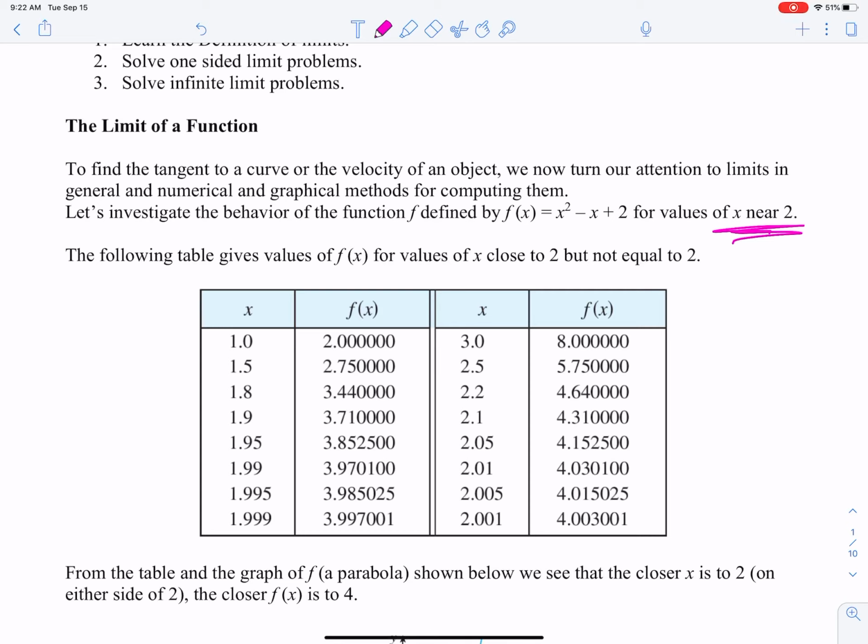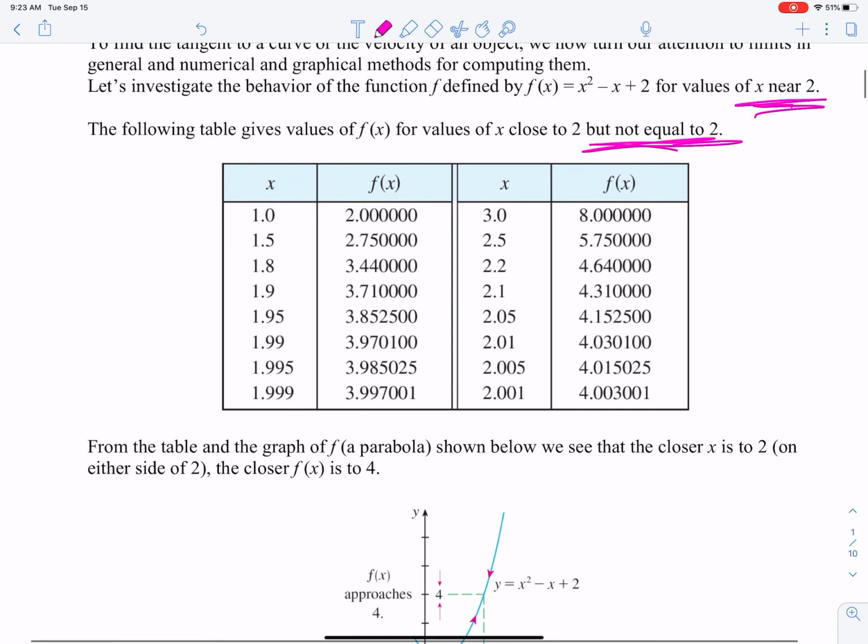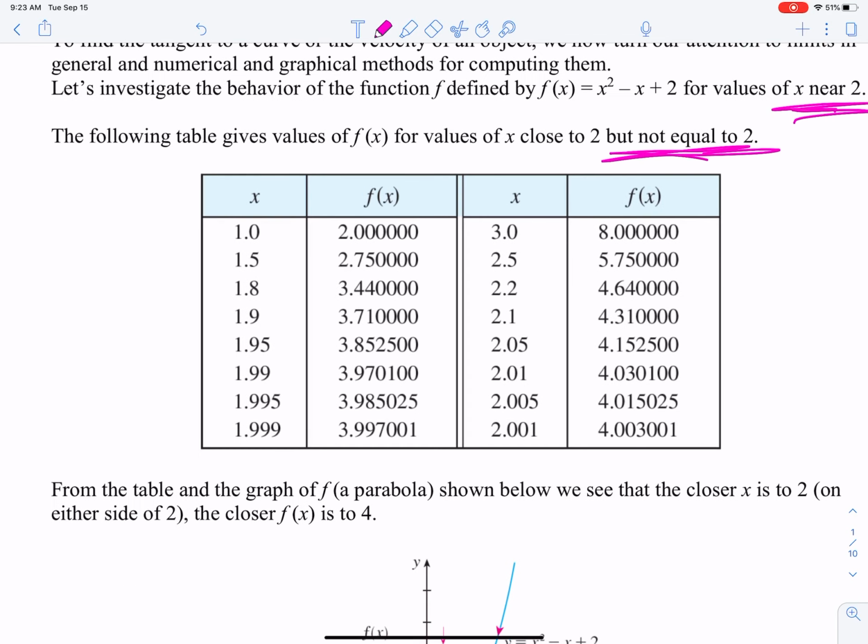The following table gives values of f of x for values of x close to 2. And this is the other thing you're going to hear a bunch of times today, but not equal to 2. When we're calculating limits, the big picture is we're not concerned about what's happening at that specific x value, but what's happening to the function as we approach that x value from either side, either left or right. Okay?